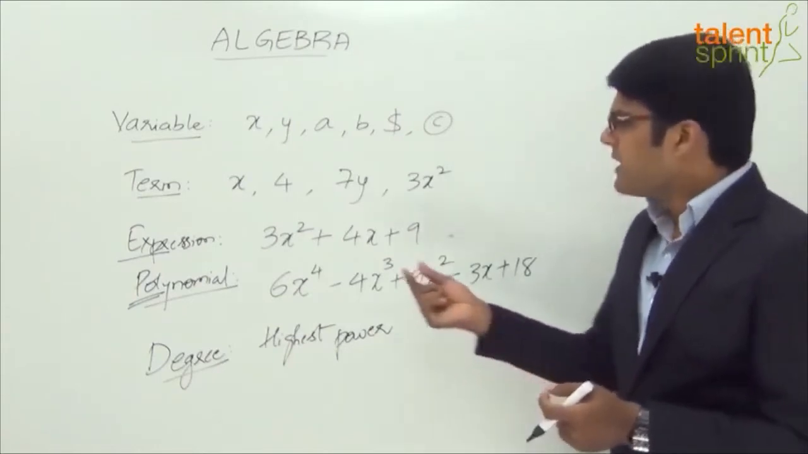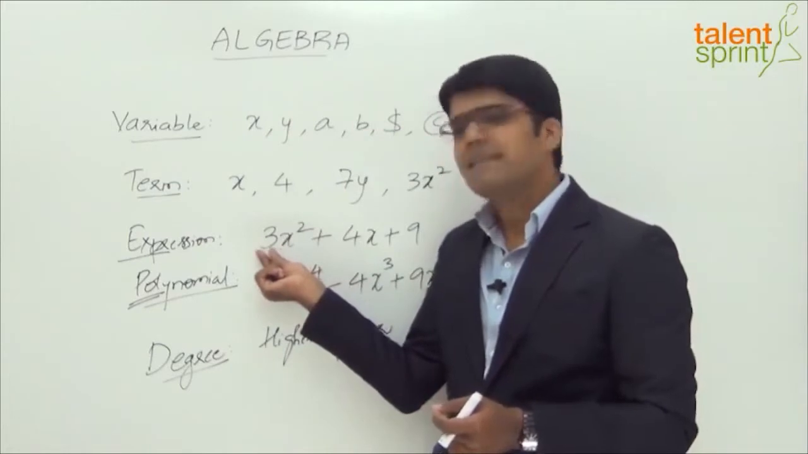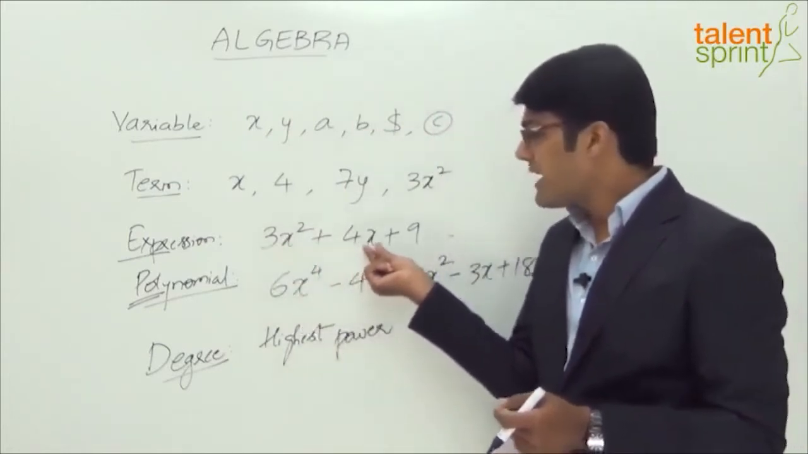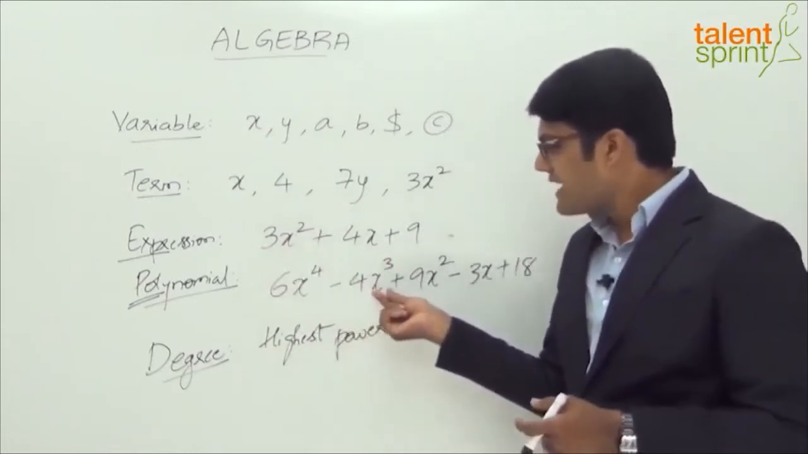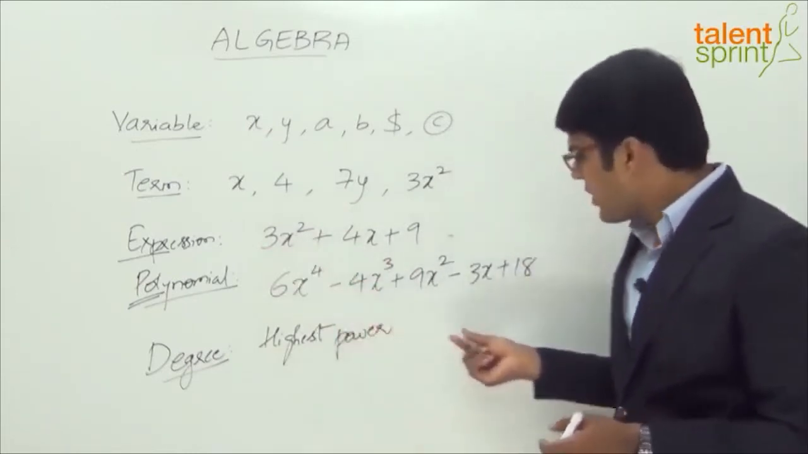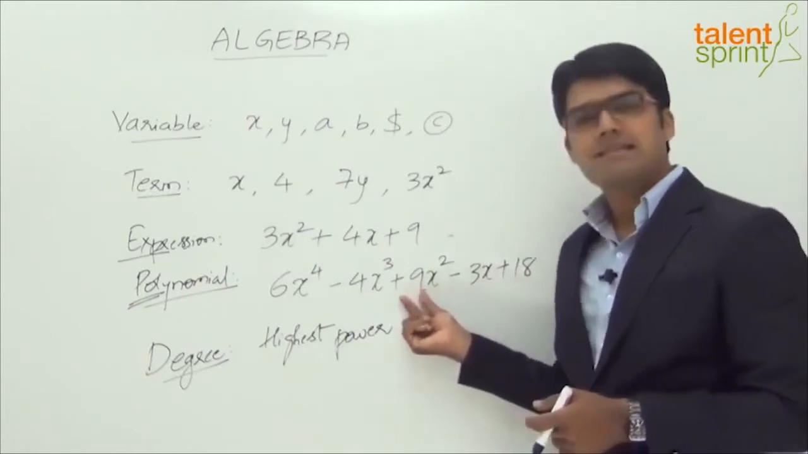For example, if you look at this, right? What is the coefficient of x squared? It is 3. What is the coefficient of x? 4. What is the coefficient of x cube? Minus 4. What is the coefficient of x? Minus 3. Coefficient of x squared is 9, right?